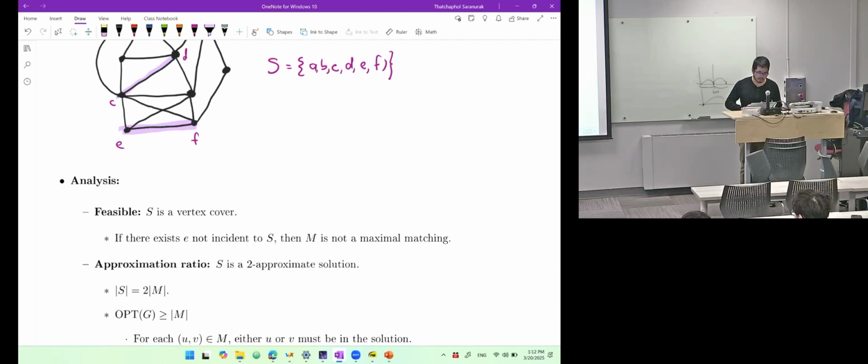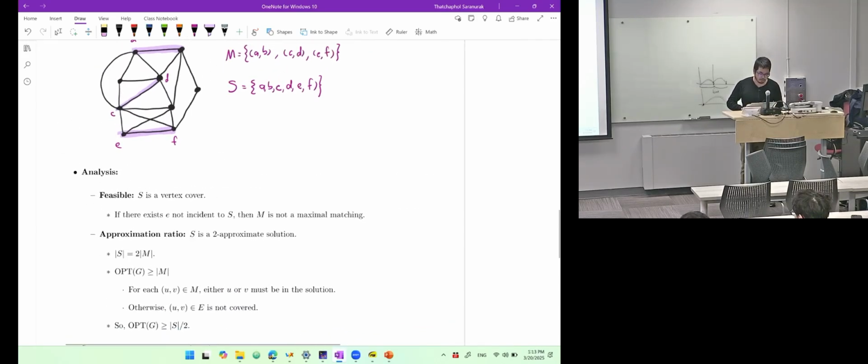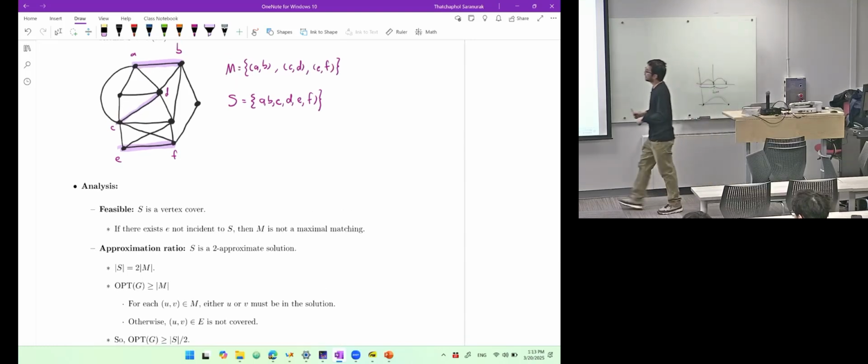And I claim that it is a true approximation. Why? From the description, the set S that you return has size 2 times M, where M is the matching size. If there are 3 matching edges here, then your solution size is 6. But I claim that the optimal solution must have size at least M. The reason is this: for every edge in the matching, right?